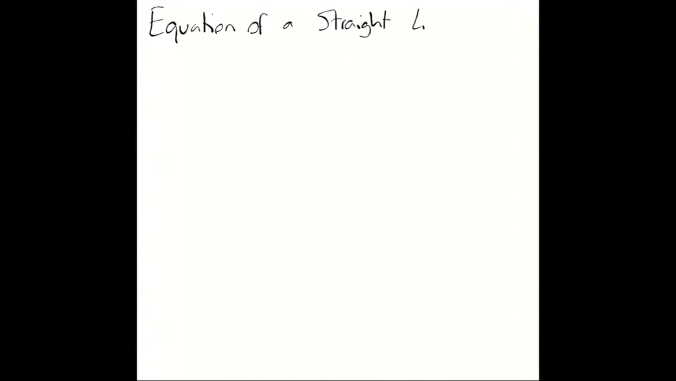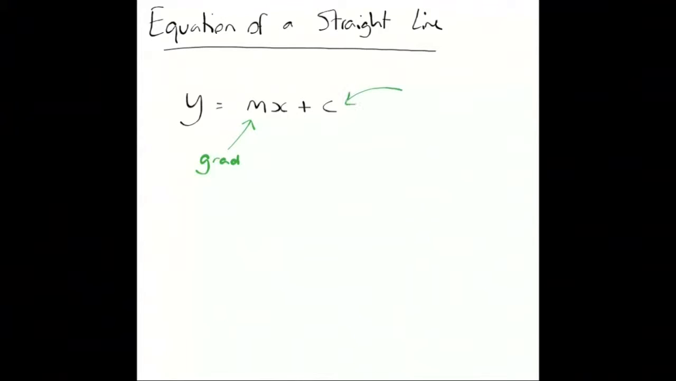The equation of a line. Our general equation of a straight line is y = mx + c. This m is the gradient and the c is the y-intercept. This is our basic equation of a straight line.